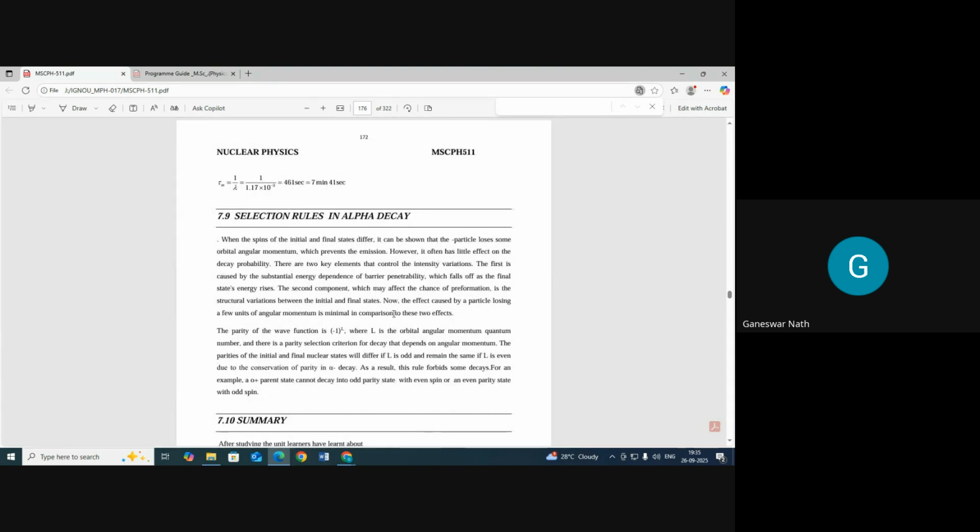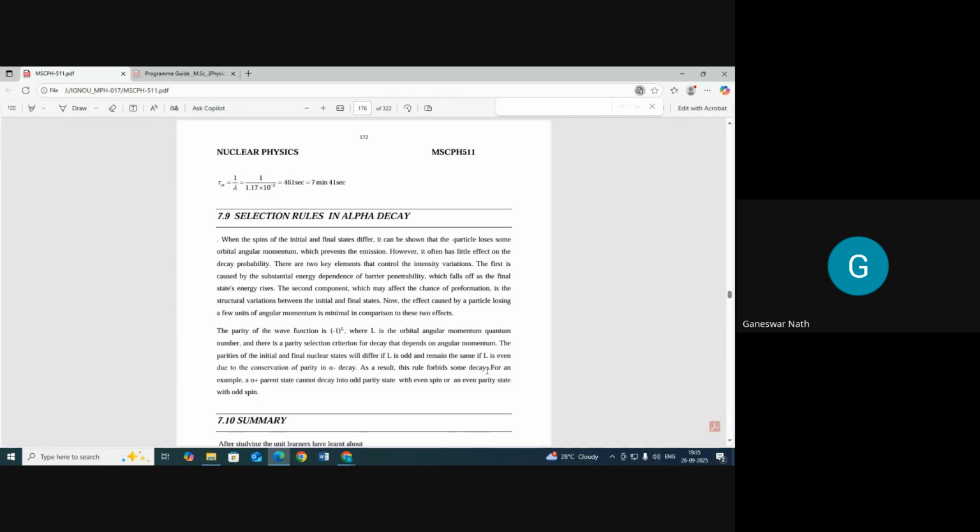So here you have a selection rule in alpha decay. When the spin of the initial and final states differ, it can be shown that the alpha particle loses some of its orbital angular momentum, which prevents the emission, because alpha decay is not possible in all cases. It has to obey some selection rule. Okay. So there are two key elements that control the intensity variation. The first is the energy release, and the second component, which may affect the chance of preformation, is the structural variation between the initial and final states.